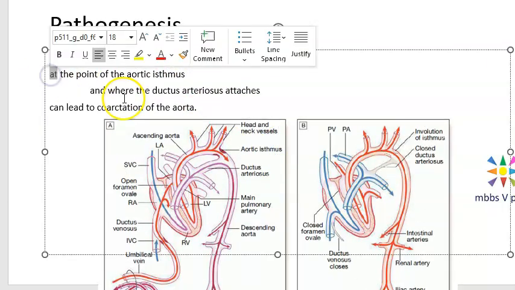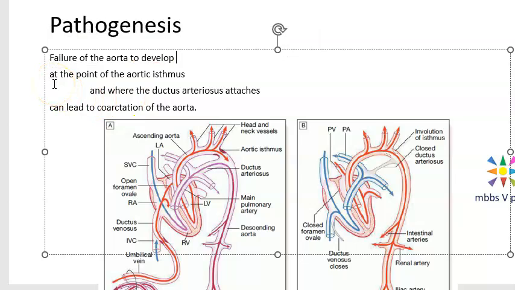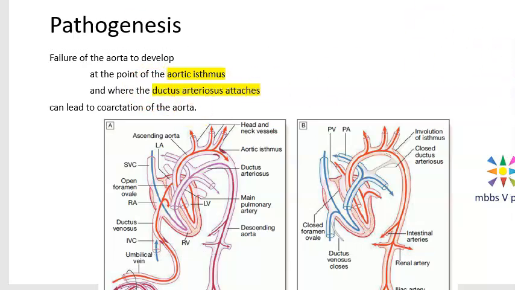So we have understood the first and last part of it. Failure of the aorta to develop can lead to coarctation of aorta. So at which point? The aortic isthmus, that you should remember, where the ductus arteriosus attaches. So this we'll understand from this diagram now. Where is this aortic isthmus? Here we found it. Distal to the origin of the left subclavian artery only, this aortic isthmus is there. Let me zoom a little.